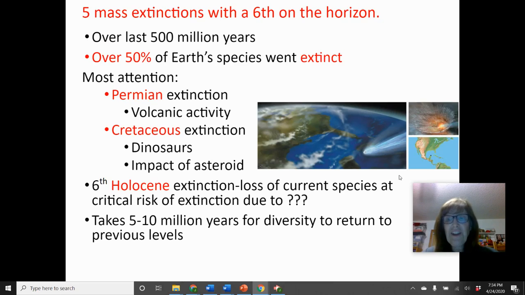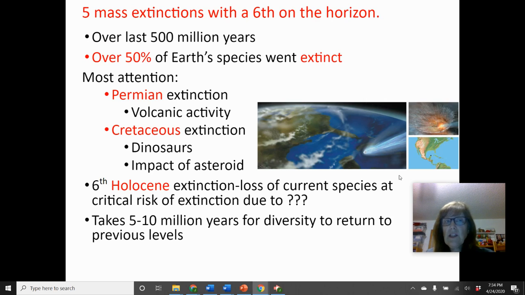You can see that is a lot of changes. That is a lot of extinctions and radiations and changes that have taken place, with 5 mass extinctions occurring over the last 500 million years, with a 6th one on the horizon. So therefore, over 50% of the Earth's species have gone extinct.